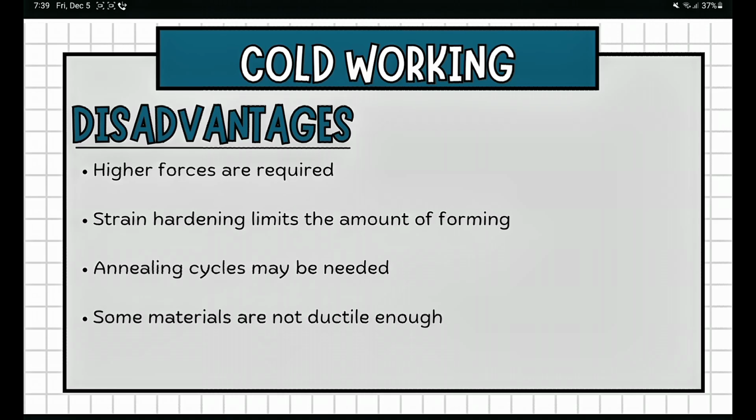The fourth one, some materials are not ductile enough. Brittle metals do not deform well at low temperatures. So instead of bending, they may crack or fracture.